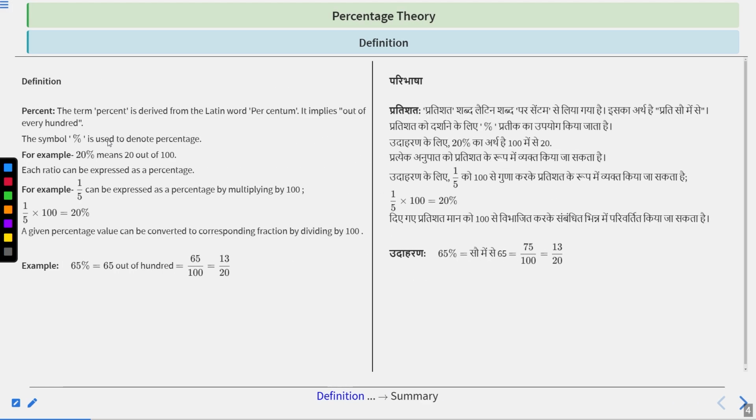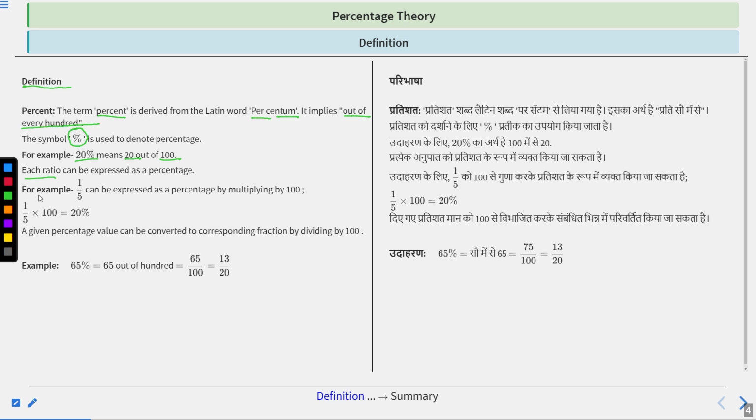Now let's start the percentage theory. First, we will see the definition of percentage. The term percentage is derived from the Latin word percentum. What does it mean? It means out of every 100. The symbol of percentage is this. It is represented by this symbol. For example, 20%. What is meant by 20%? 20 out of 100. Each ratio can be expressed as a percentage.